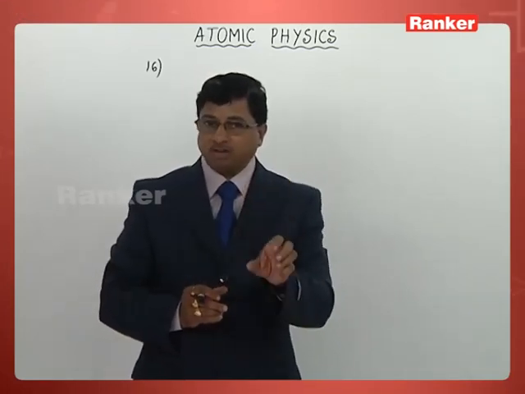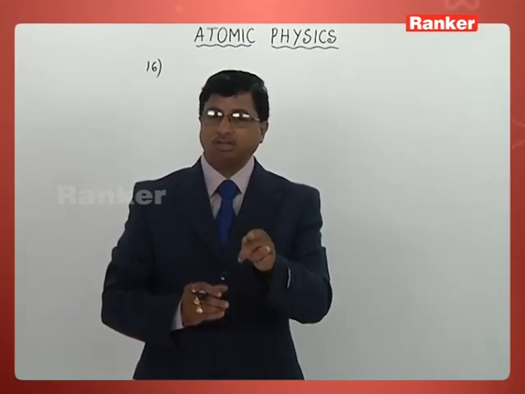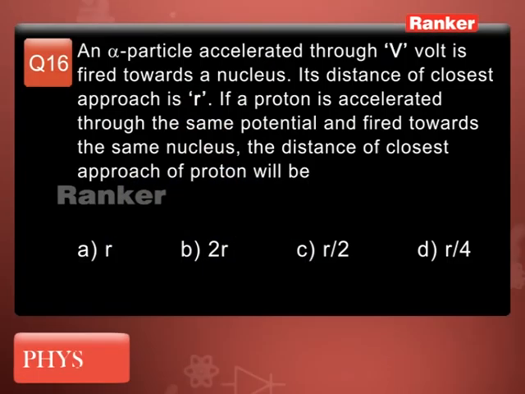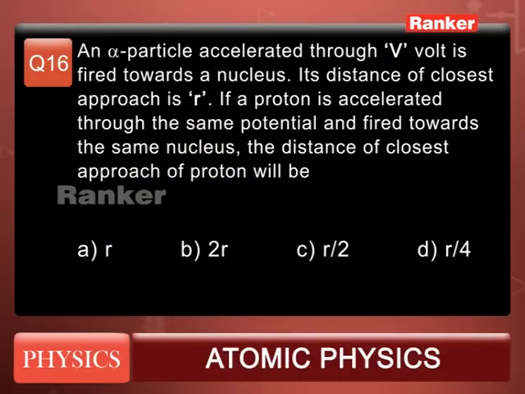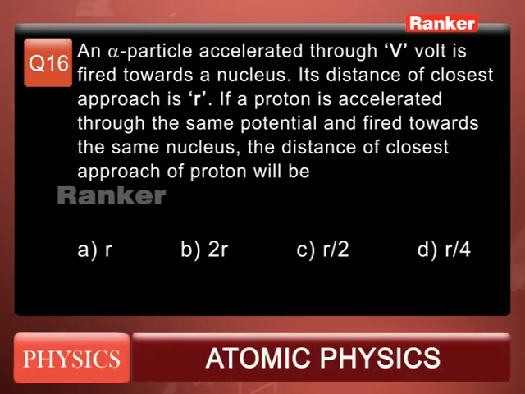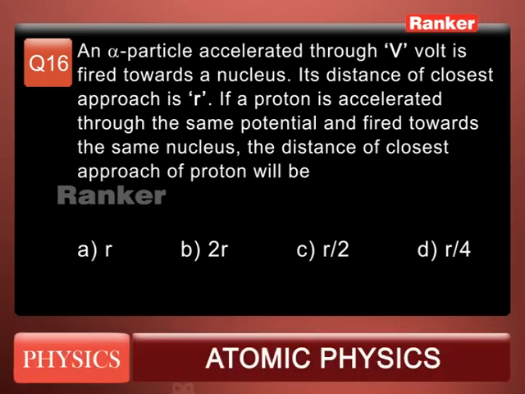Because of the repulsion, you will be finding this type of distance, that is the distance of closest approach. Now what is the next point he is mentioning in the problem? If a proton is accelerated through the same potential and fired towards the same nucleus, the distance of closest approach of the proton will be how much?